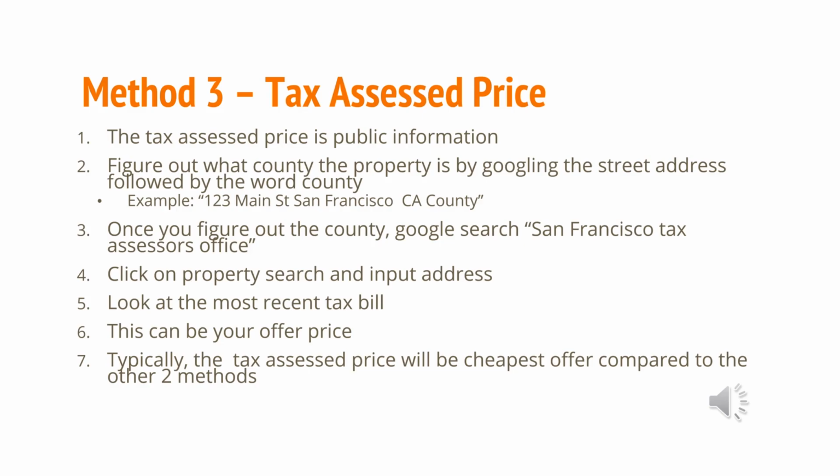What I love about method number three is the tax assessed price will always be the cheapest offer compared to the other two methods. I personally love method number three, offering the tax assessed price. I actually closed on my 26 unit as well as my 20 unit, and I just offered the tax assessed price. Oftentimes the owners know exactly what the tax assessed price is because they pay their property taxes every year, and it helps you build credibility because when they ask, well, how'd you come up with this offer? I just say, hey, this is what the tax assessed price is based on your county.